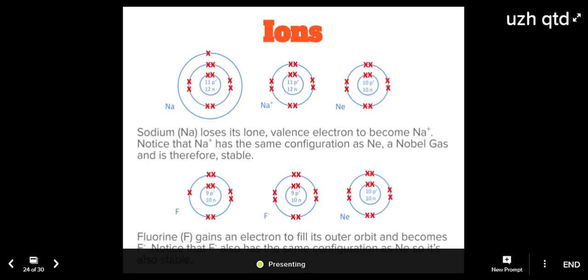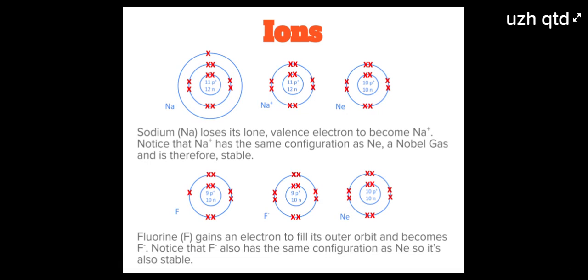In the second example, we have fluorine. Fluorine has 9 electrons, 2 on the interior and 7 on the exterior. So fluorine will gain an electron to fill its outer orbit, and it becomes a fluorine ion, fluoride. Notice that fluorine also has the same configuration as neon, a noble gas, so it is stable.